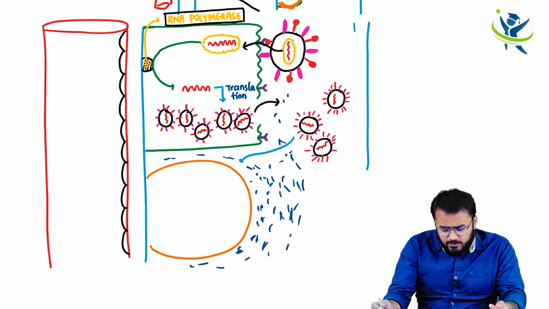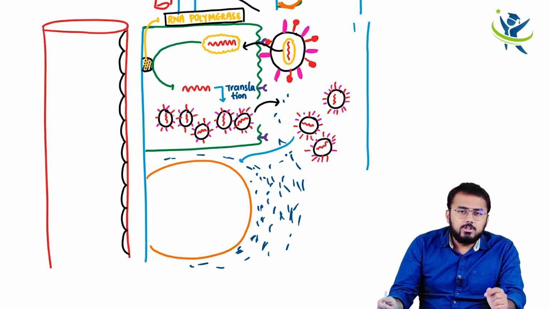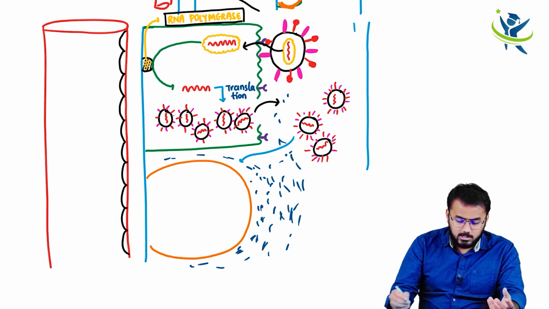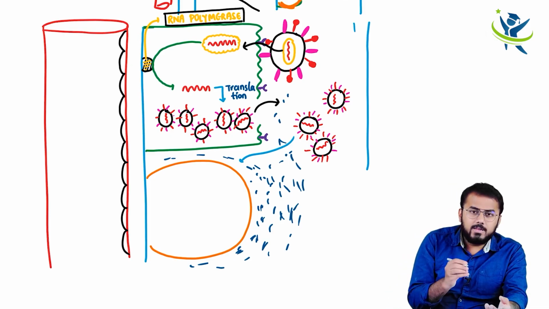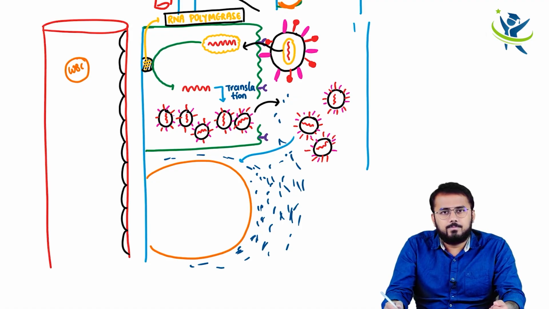Clear? Now when all this is happening here, do you think our immune system is quiet? No, our immune system has to act. So back here you have got your blood vessel. Within your blood vessel there are immune cells like macrophages, you have got your WBC. So what will happen is that your WBC cells, the leukocytes, all the way they come here.